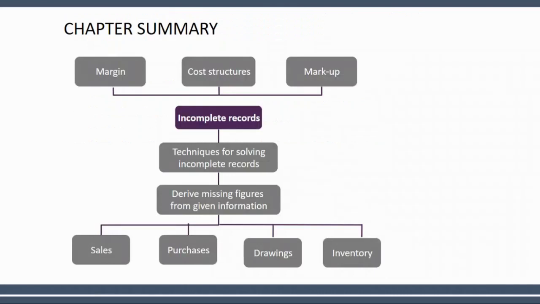This is your chapter summary. You have margin, you have markup. I'm going to discuss what is margin and what is markup. These are called cost structures. You have techniques for solving incomplete records. You use your sales books, purchases books, and drawings and inventory.